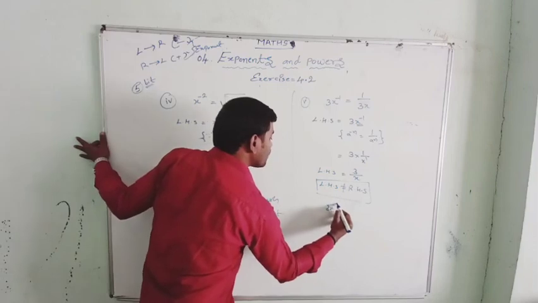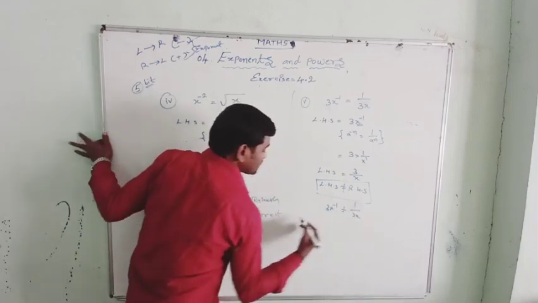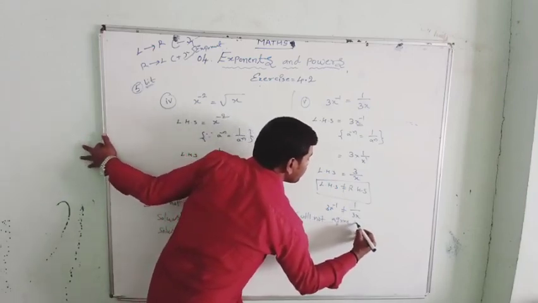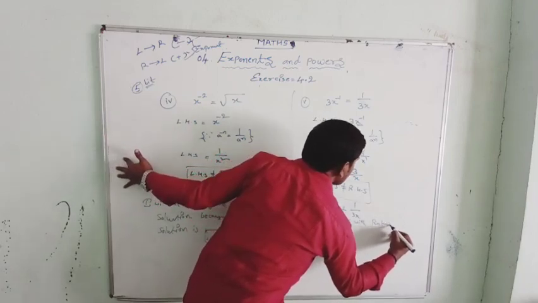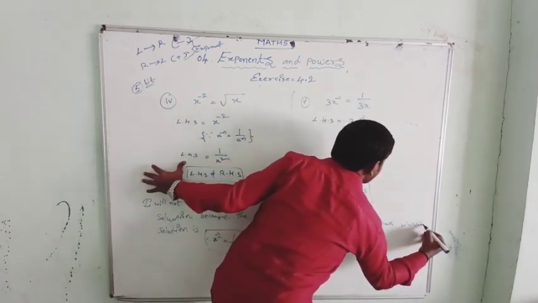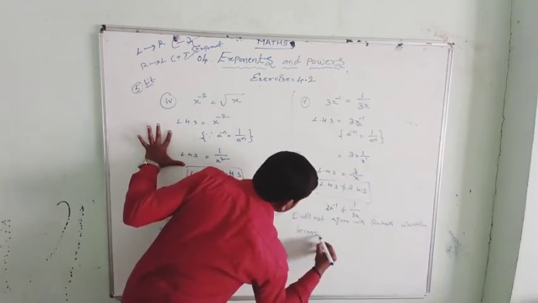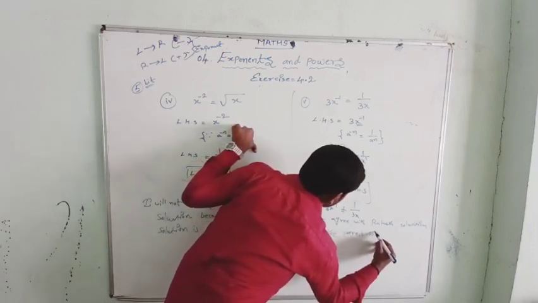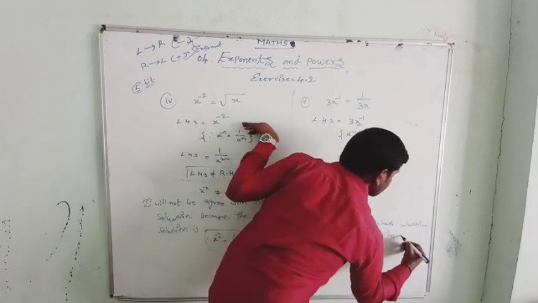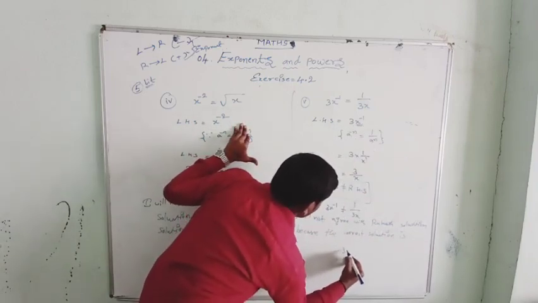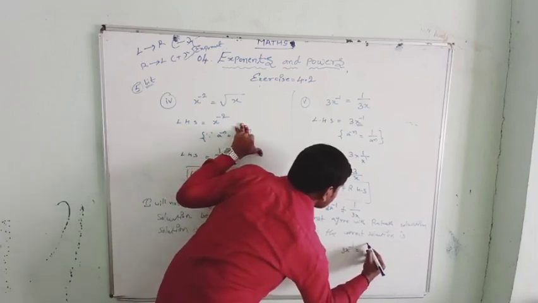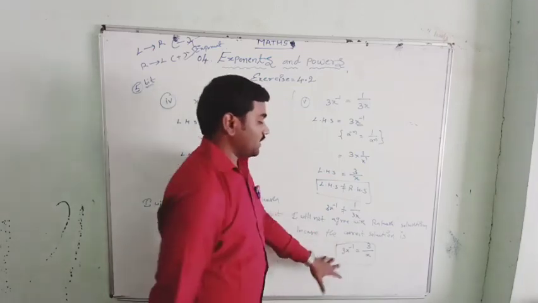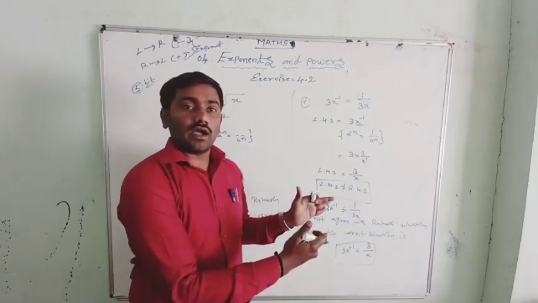Means here 3x to the power of minus 1 is not equal to 1 by 3x. I will not agree with Rakesh's solution, because the correct solution is 3x to the power of minus 1 equal to 3 by x. So this is the correct one and this is the wrong one. We have to tell where he has written wrong and what is the correct one.